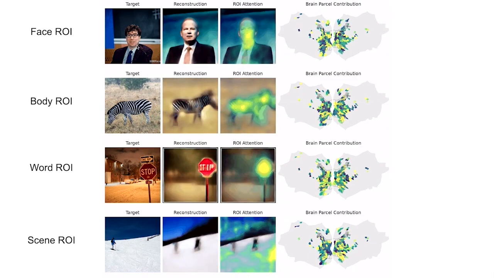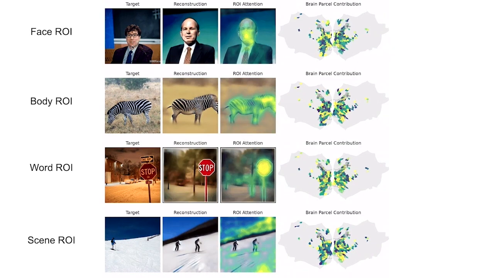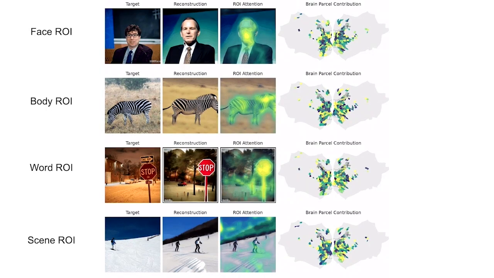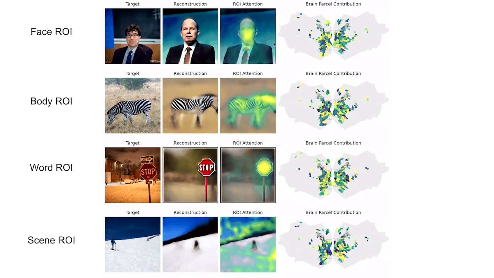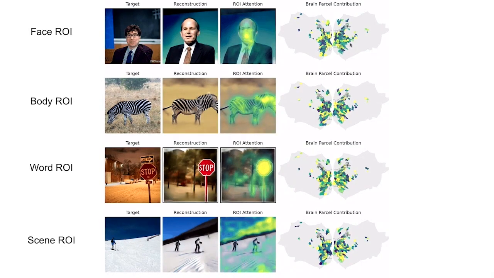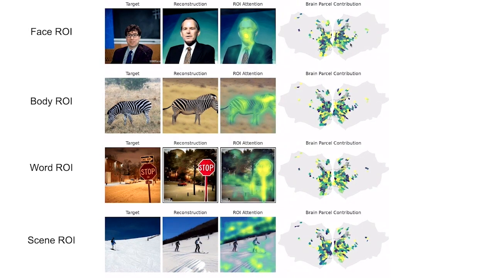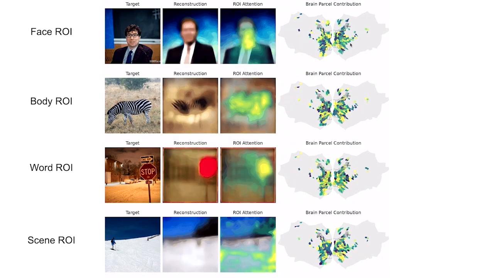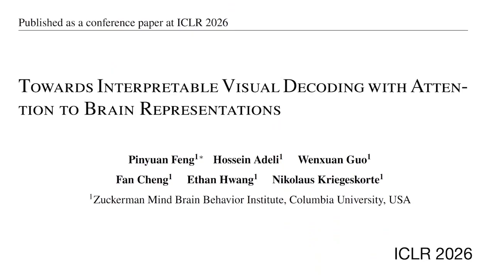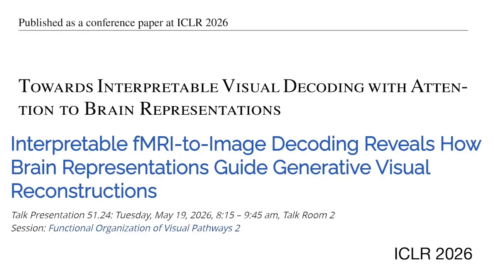So if this is the input image, what people were looking at in the scanner, and this is what our decoder is reconstructing, it also shows you which part is being reconstructed by attending to which part of the brain is contributing to that. I can't go into details of this, but the paper is out, and also Pinyon, the first author, will be giving a talk on this in a session Tuesday morning. So if you're interested, check that out.